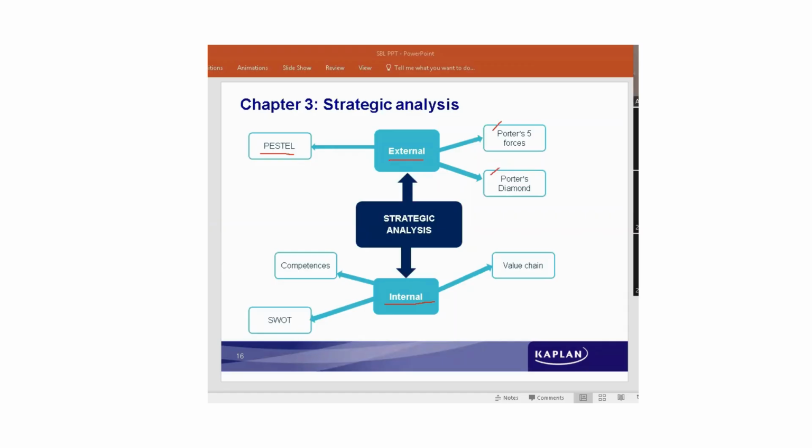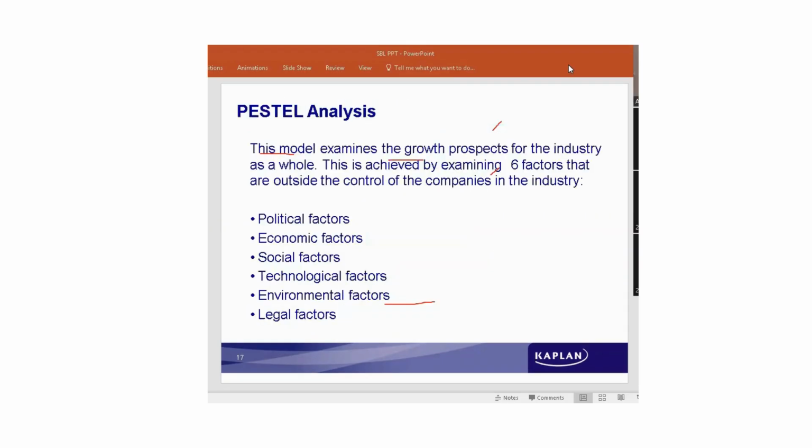What's PESTLE analysis? The acronym can be elaborated as P stands for political, E for economic, S stands for social, T stands for technological, the second E stands for environmental, and L stands for legal. In the external environment, these are the factors which affect the organization. So these factors have an impact on the organization.